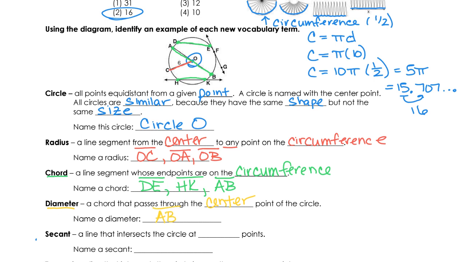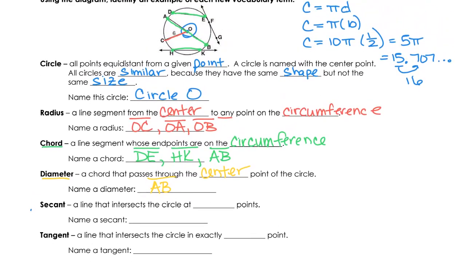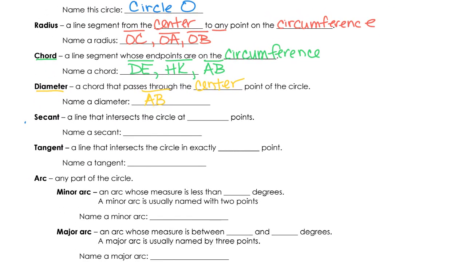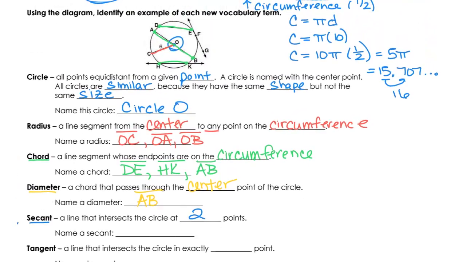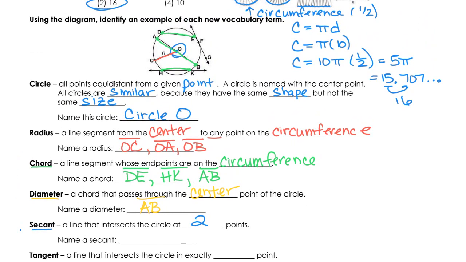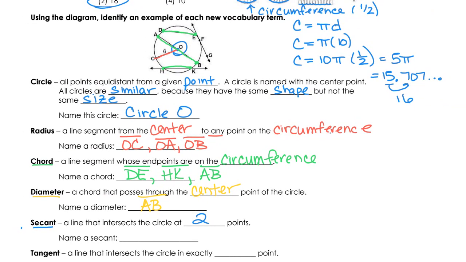And we have another new word, and that's secant. I've got to scroll up, but I want to look at the picture too, so I'll scroll back up. A secant is a line that intersects the circle at 2 points. So if I go back up, looking for a line that intersects our circle at 2 points, this one right here called HK.